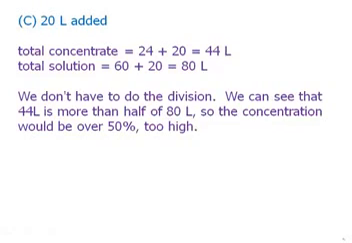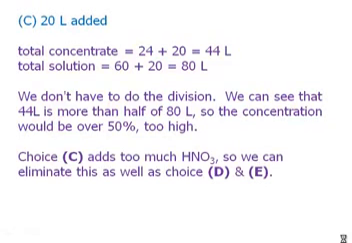Well, we don't have to do the division. We can see that 44 is more than half of 80. So we don't even need to know the exact number. All we need to know is the concentration would be over 50%. So this is too high. We've added too much acid. So right away, we can eliminate C, D, and E. All of those add too much acid.